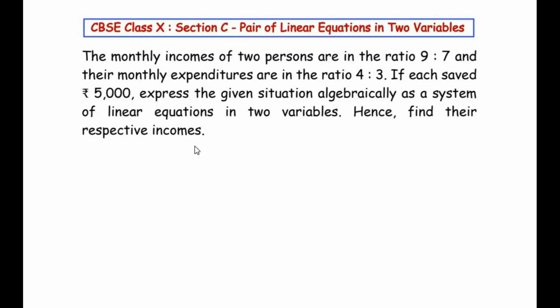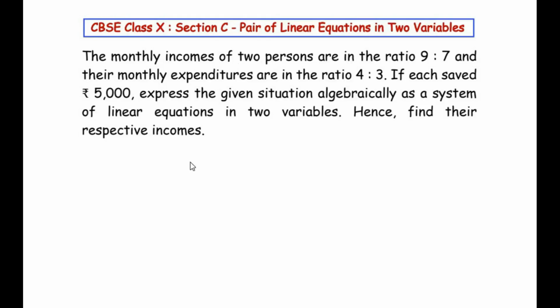There are two persons and their monthly salaries or incomes are in the ratio 9:7. Now they are going to spend some money after they have got their incomes, and the expenditure or spending amount is given in the form of a ratio, that is 4:3. Suppose they are going to save 5,000 rupees each per month. We have to express this given statement in the form of a pair of linear equations in two variables, and then we have to finally find their monthly income.